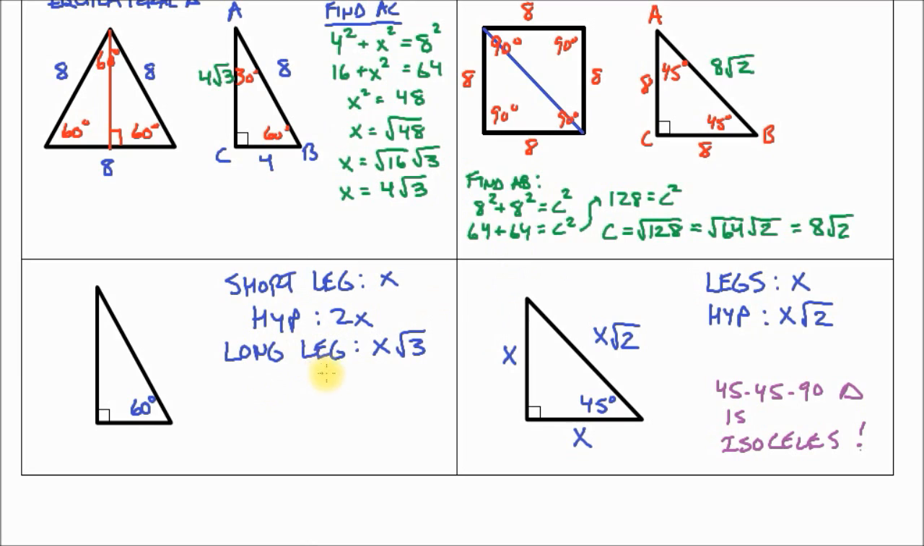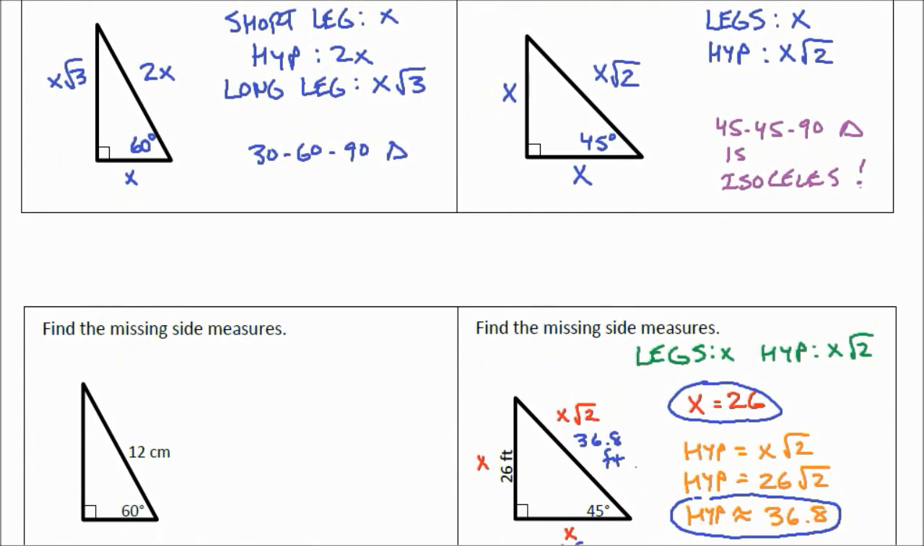And these rules can be used to find missing sides of 30, 60, 90 triangles. So let's write this out. If this side, the short leg, is x, then the hypotenuse is 2x, and the long leg is x times the square root of 3. And these rules apply to 30, 60, 90 triangles. All right, let's do some solutions based on this.